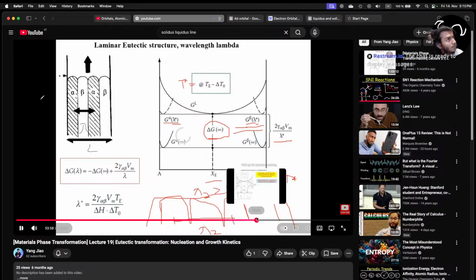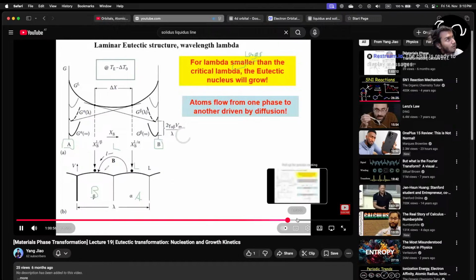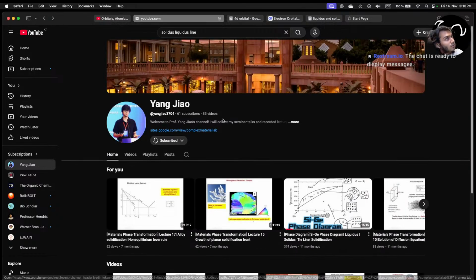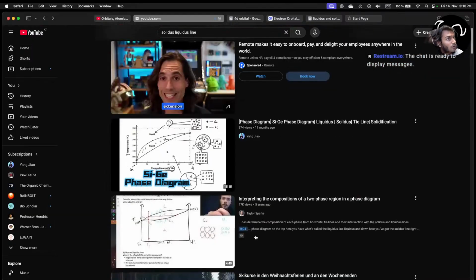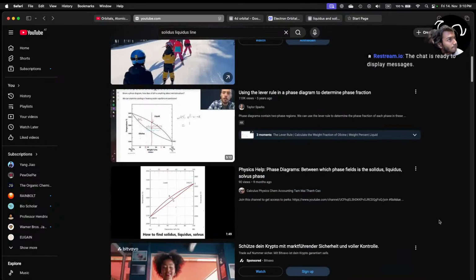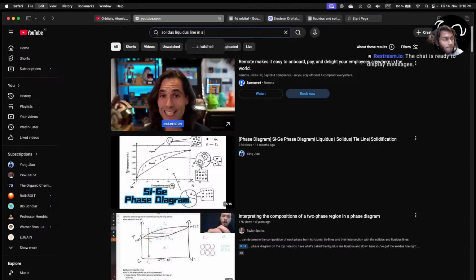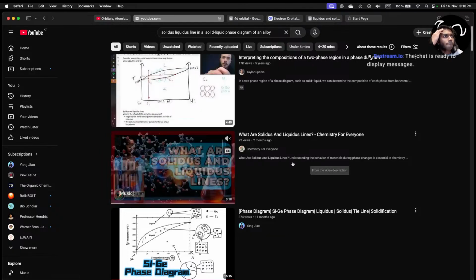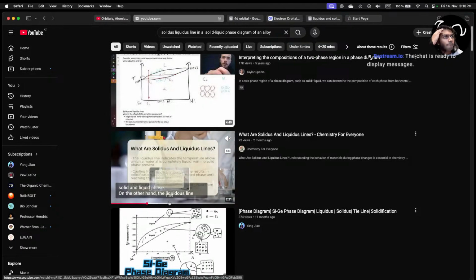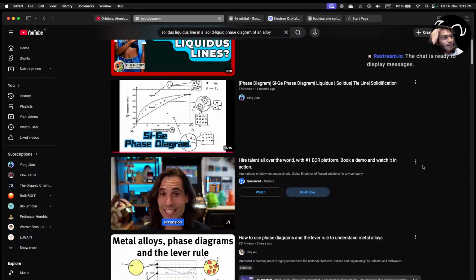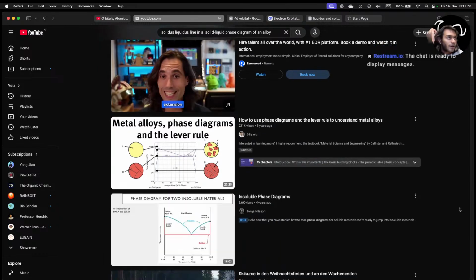Okay, so I don't think it's related to it. It's just that the graph kind of looked the same. No, this ain't it, bro. No. Bro, come on, they're not even trying, bro. No, no. Oh, insoluble phase diagrams.